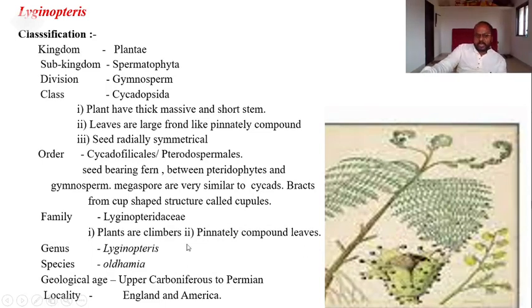The genus of this plant is Lyginopteris and the species is oldhamia, and the geological age of this plant is Upper Carboniferous to Permian rock, and the locality is England and America.